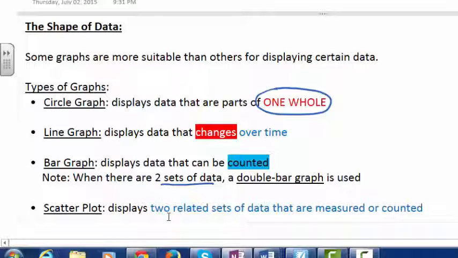The last type of graph is a scatter plot. The scatter plot displays two related sets of data that are measured or counted. That means you are not going to find names on one axis and numbers on the other axis. No, you're going to see numbers on both axes, the x and the y.